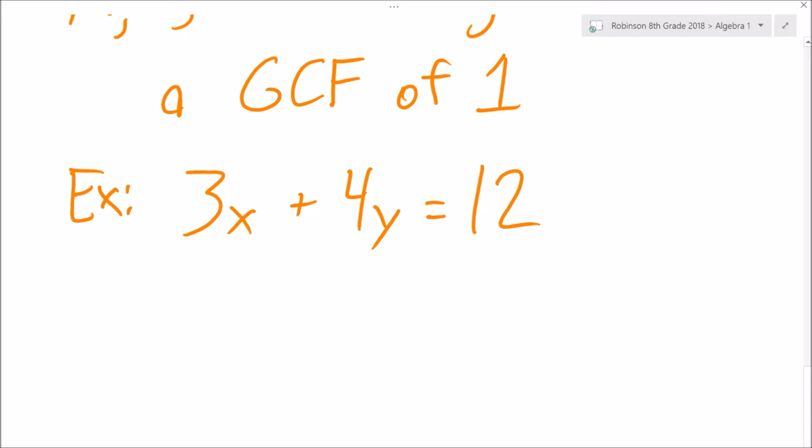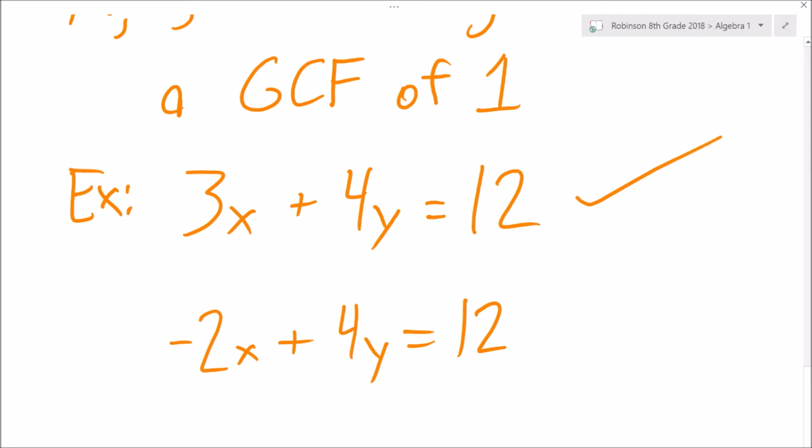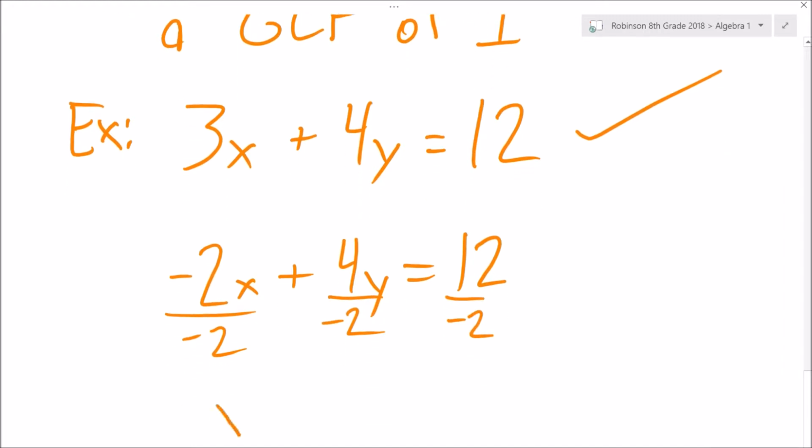On the other hand, if I had something like this, let's say negative 2x plus 4y equals 12. Let's just change that one. So there's a few things wrong with this. First, my a value, the number that is with x, is not greater than or equal to 0. Second, I can divide something out of this. In fact, I can divide a negative 2 out of every part. And if I do that, I get x minus 2y equals negative 6, and that's okay.